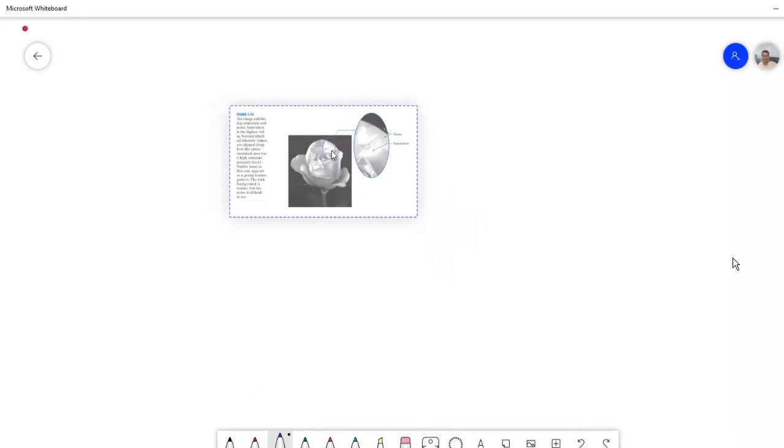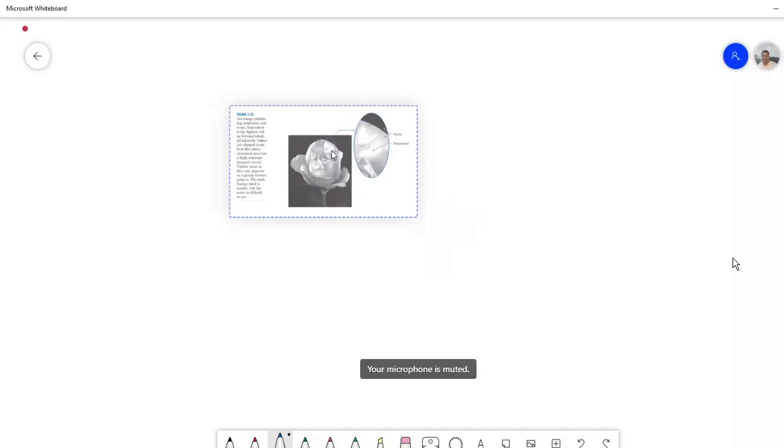I think it is good to study using this board. Am I right? Yes, sir. I think the PPT, according to me, is not good. This is the best way.